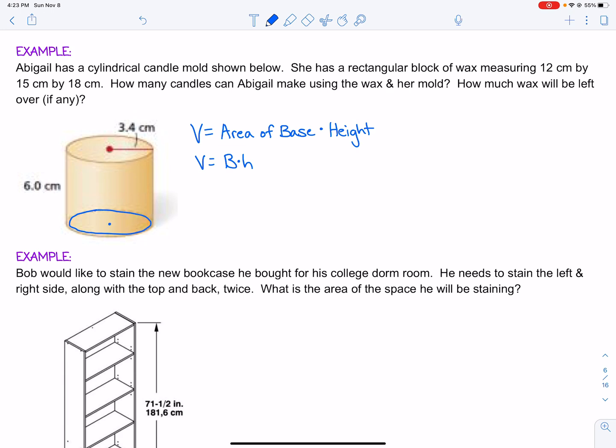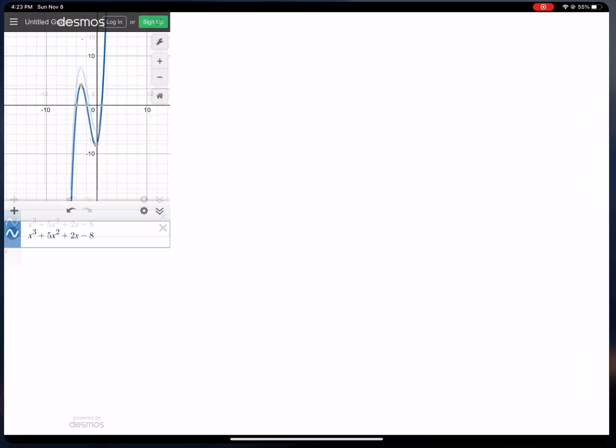So the area of the base, our base being a circle, means we need the area of a circle, which is pi r squared, and then multiply by the height. All right, so they've given us the radius is 3.4 centimeters, so I'm going to plug that in for my r. So pi times 3.4 squared, and then I need to multiply by the height, which is that 6 centimeters over there on the side. And we can just say 6. We don't have to put the 0.0. That's just extra work.